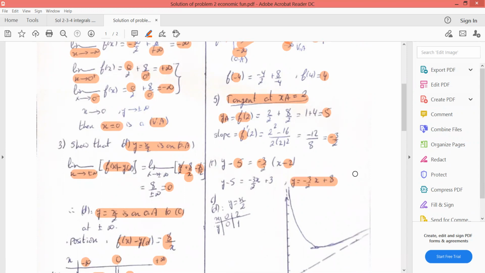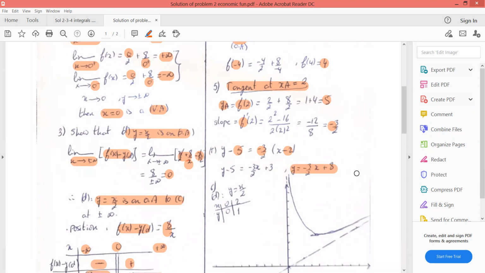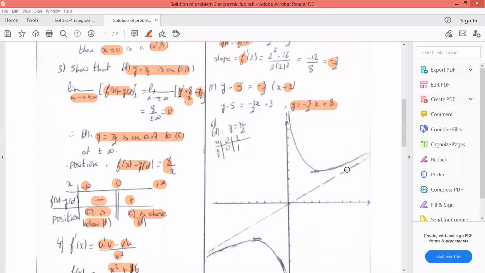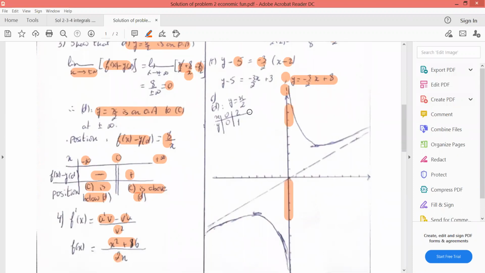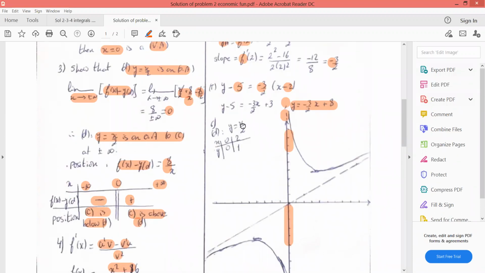Up to here, no questions. I hope. Now, to draw the curve, first of all, I have to draw the asymptotes. x equals 0 is a vertical asymptote. And the oblique asymptote is y equals x over 2. I take 2 points. For x equals 0, I get y equals 0. For x equals 2, over 2 is 1, I get y equals 1. I join them together, and I get the oblique asymptote.